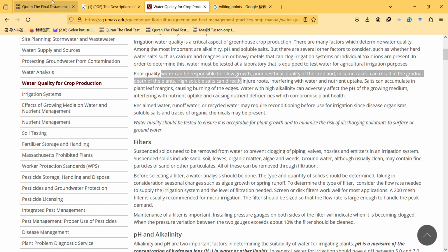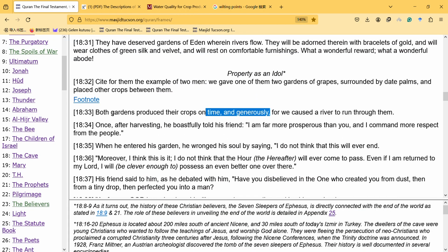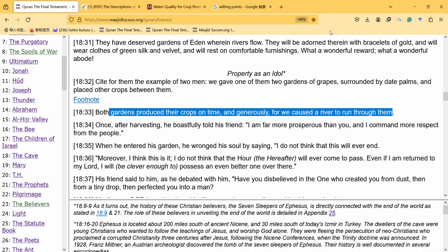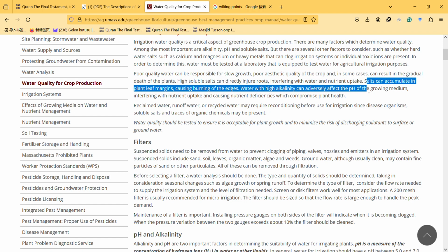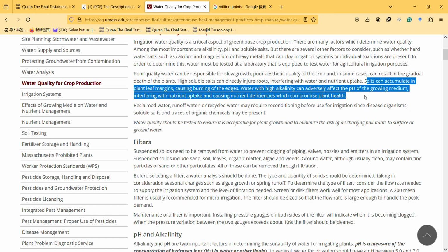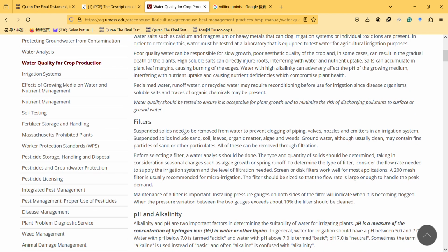So this is interesting. Both gardens produced their crops on time and generously for we caused the river to run through them. So I didn't know this information. Salts can accumulate in plant leaves, causing burning of the edge. Water with high alkalinity can adversely affect the pH of the growing medium, interfering with nutrient uptake and causing nutrient deficiencies, which compromise plant health. Water quality should be tested.